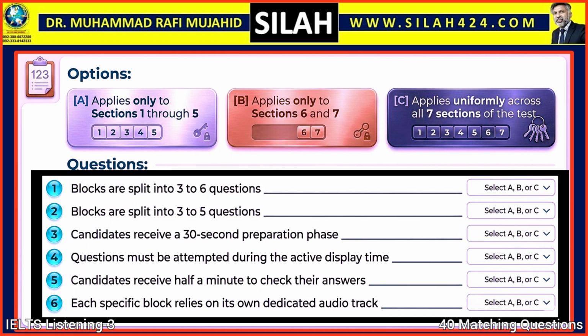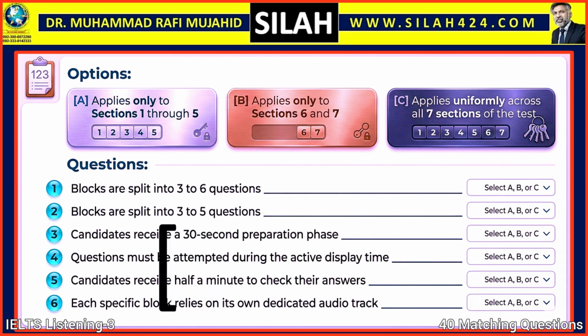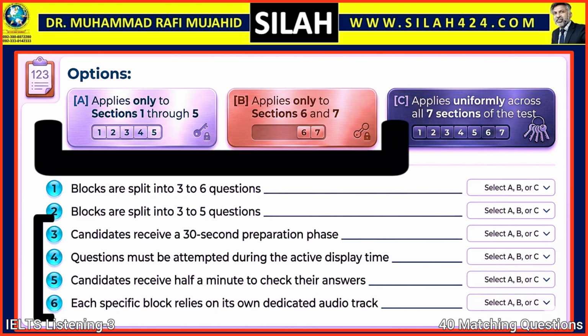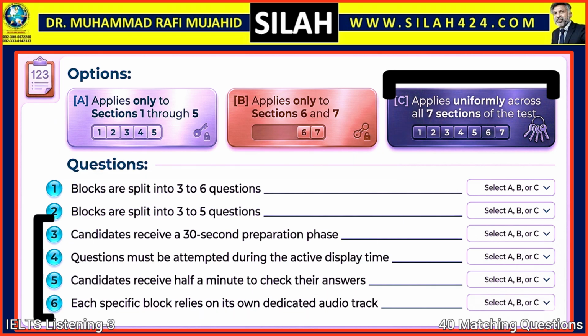Then, track the keywords. Look at questions 3 to 6. They mention the core 3-step format steps. Predict if Mujahid will describe these as general rules, C, or section-specific rules.